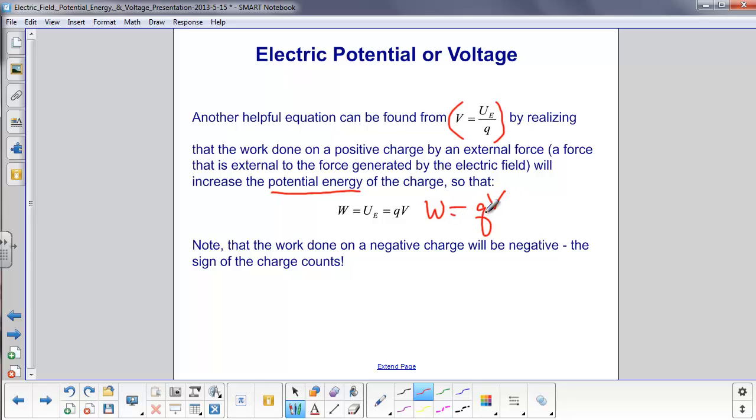So the work done in moving this charge through a voltage difference, a potential here, would be Q times V. If I have a negative charge, you would have a negative in here, so the work would be negative, would be minus QV.